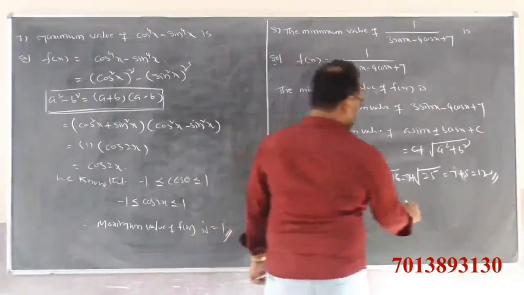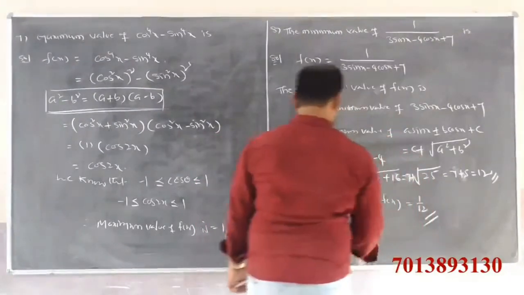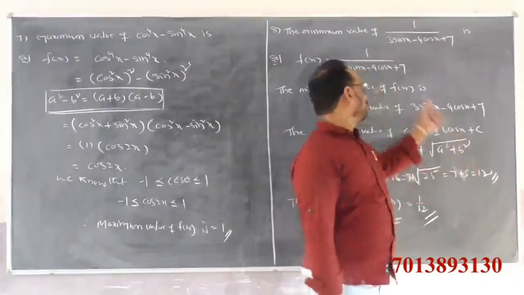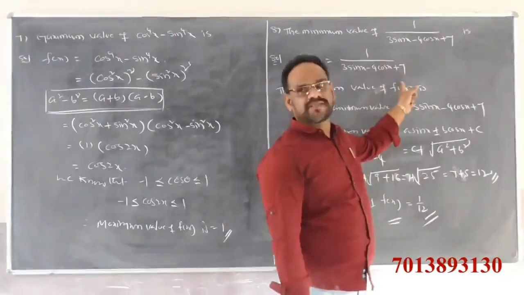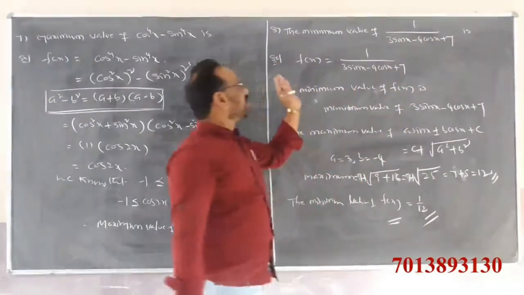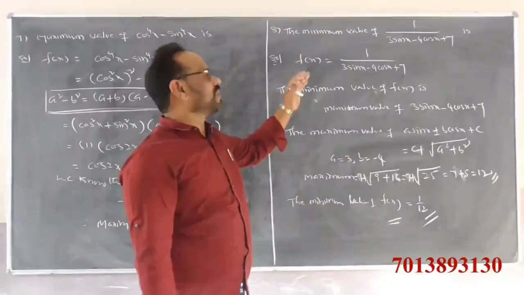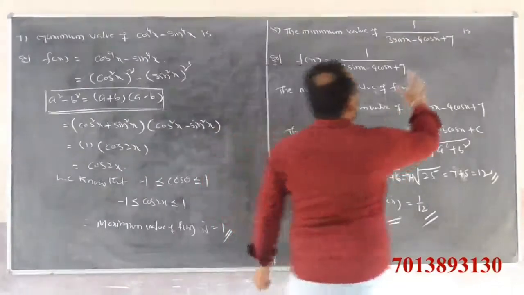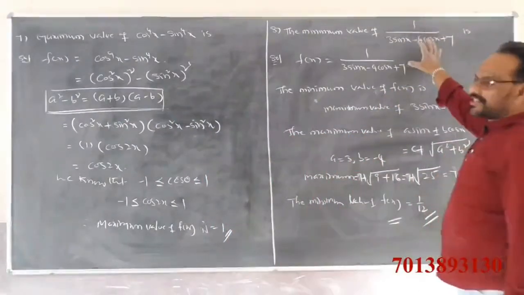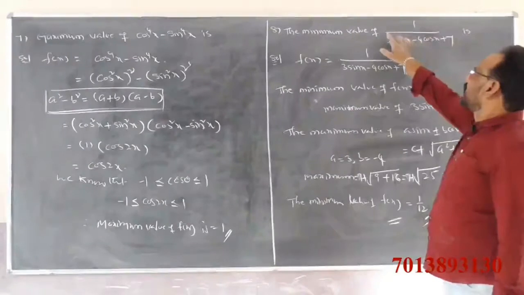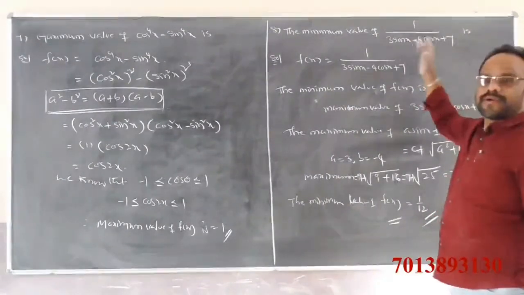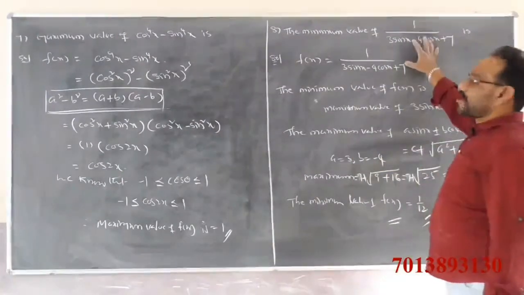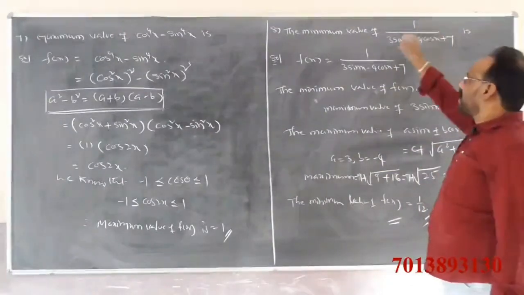So the minimum value of f of x is clearly 1 by 12. Or if you take this one, square root of a square plus b square value we get 5. So 1 by 5 plus 7. Once again, the minimum value of 1 by 3 sin x minus 4 cos x plus 7. 1 by is there. So when we want the minimum value of 1 by this function, clearly the denominator having the maximum value gives the minimum value of this function.